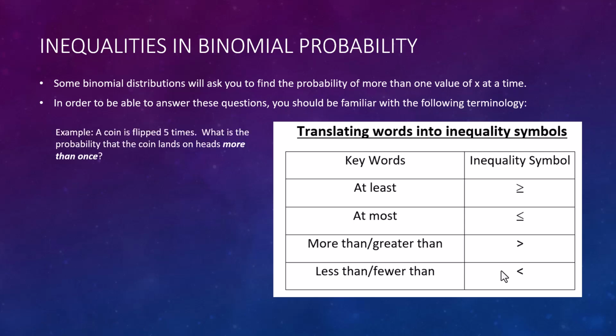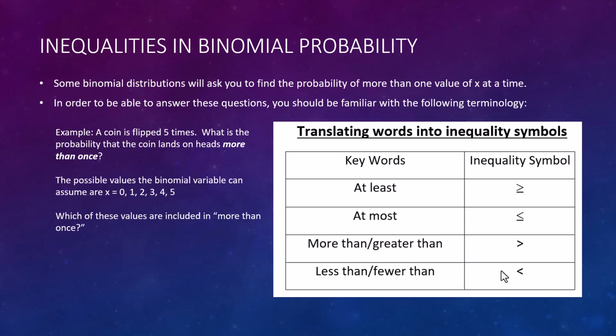Let's take this example. A coin is flipped 5 times. What is the probability that the coin lands on heads more than once? The possible values the binomial variable can assume are x equals 0, 1, 2, 3, 4, or 5. Which of these values are included in more than once? Well, more than once means it could happen twice, 3 times, 4 times, or 5 times. So x could be 2, 3, 4, or 5.